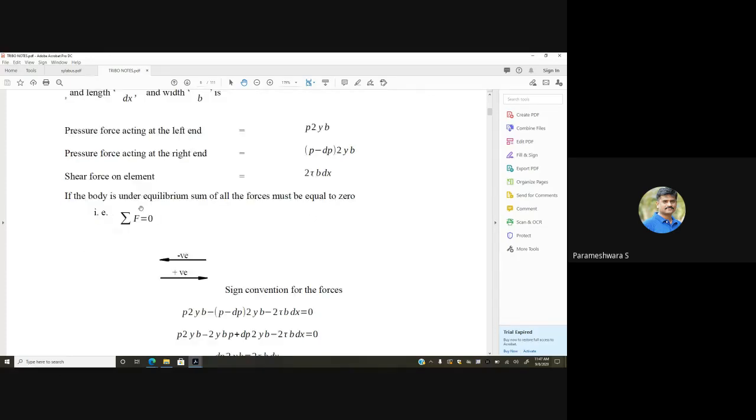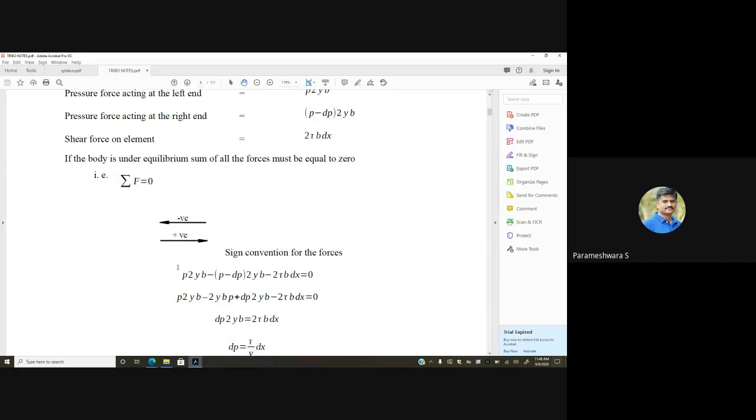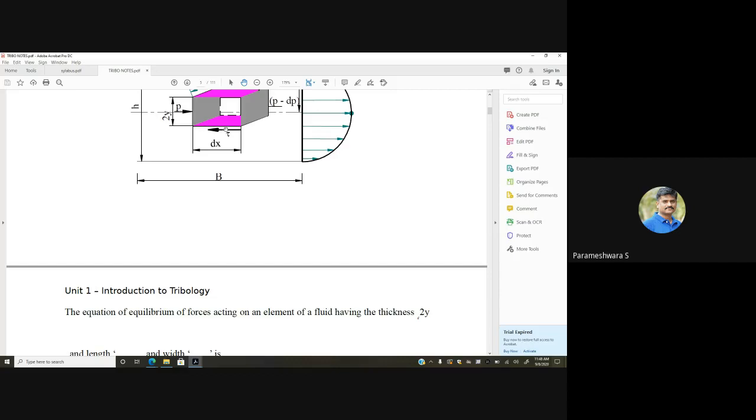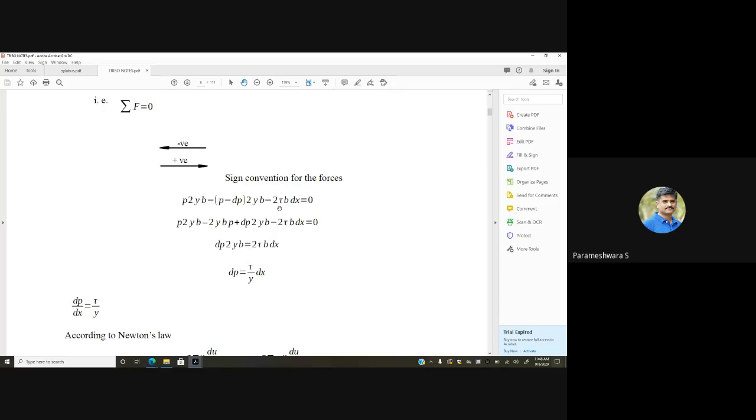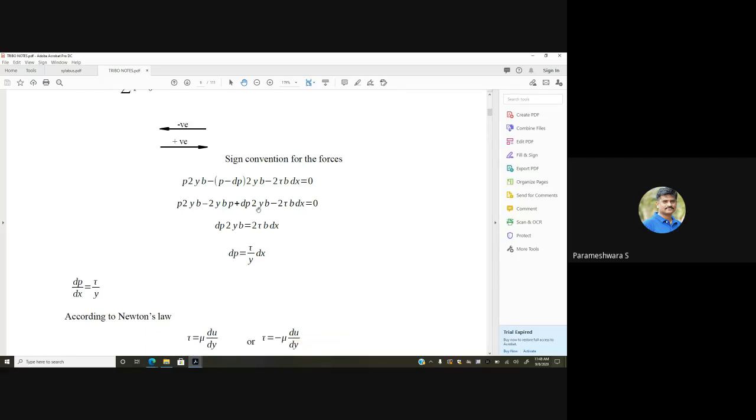Then applying the law of equilibrium, the sum of all the forces acting at a point is equal to 0, that is sigma F is equal to 0. Considering the forces acting rightward as positive and the forces acting leftward as negative, I am going to establish an equation. So the equation comes here: P into 2yb is the force acting on the right side, and this is the force acting on the left side, and the shear stress. Shear stress is induced against the direction of the flow.